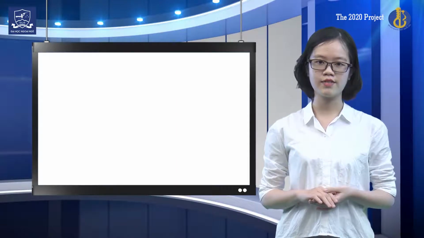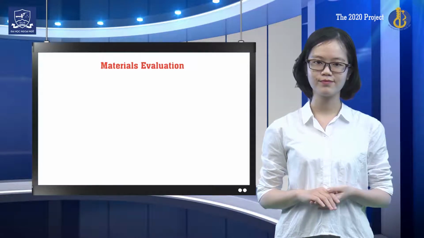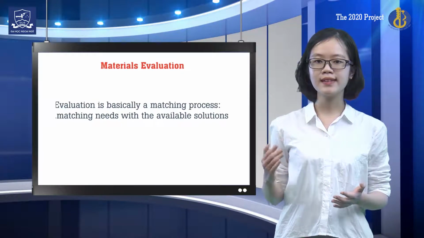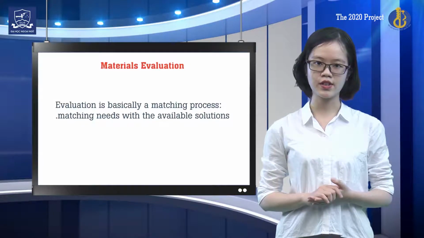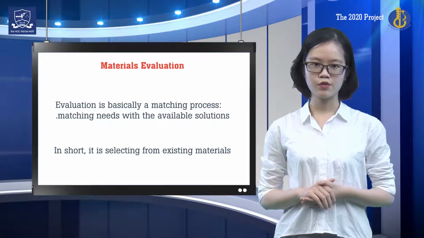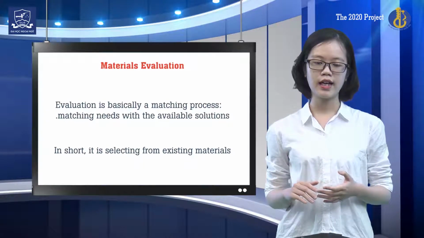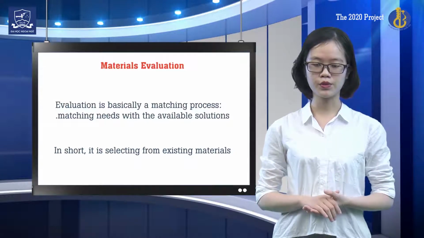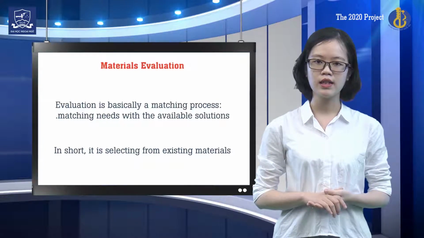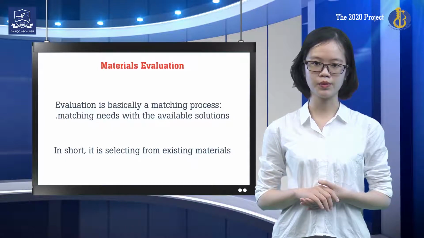What is material evaluation? I guess you all know the answer, right? The definition is pretty simple. Evaluation is basically a matching process of matching needs with the available solutions. In short, it is selecting from existing materials. With such an array of commercial textbooks and other kinds of instructional materials to choose from, teachers and the others responsible for choosing materials need to be able to make informed judgments about textbook and teaching materials.